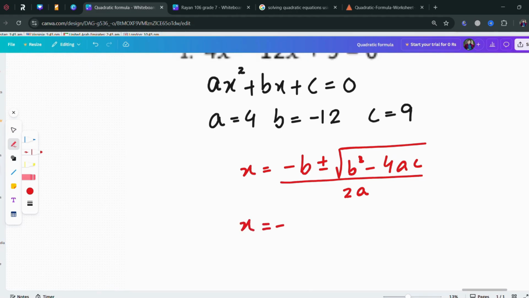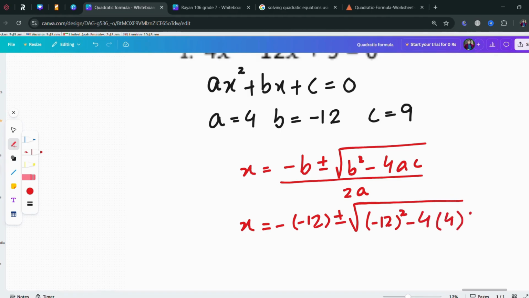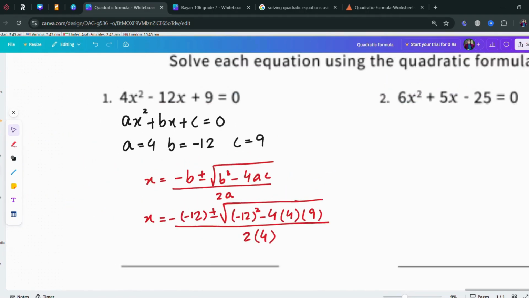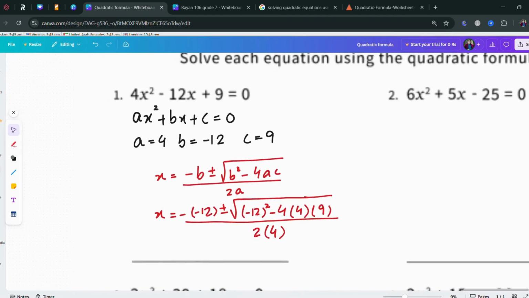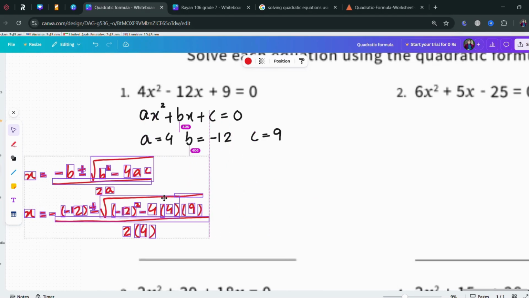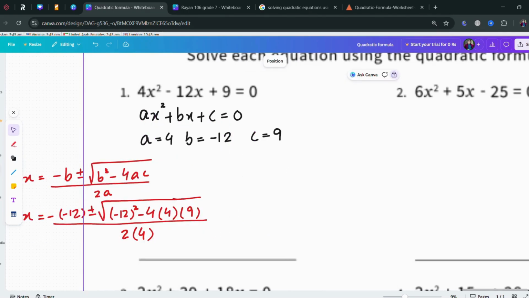Minus b means minus into minus 12, plus minus radical b squared means minus 12 squared. 4a is 4, c is 9. All of it divided by 2, 8. A is 4, okay? So now I need to simplify it all. As I have less space, I'm going to move it to this side so I can get more space and solve my questions over here, okay?